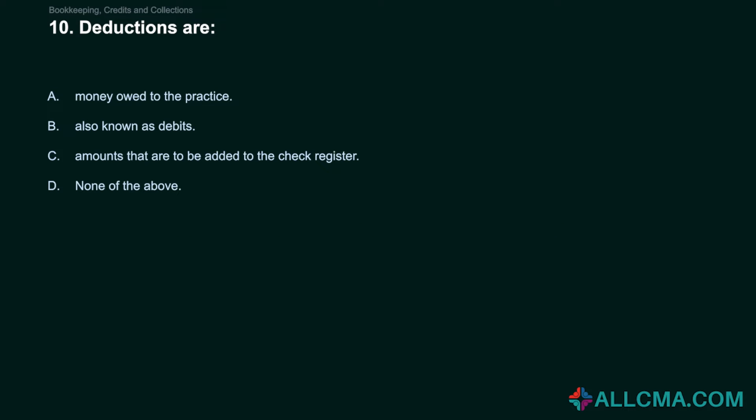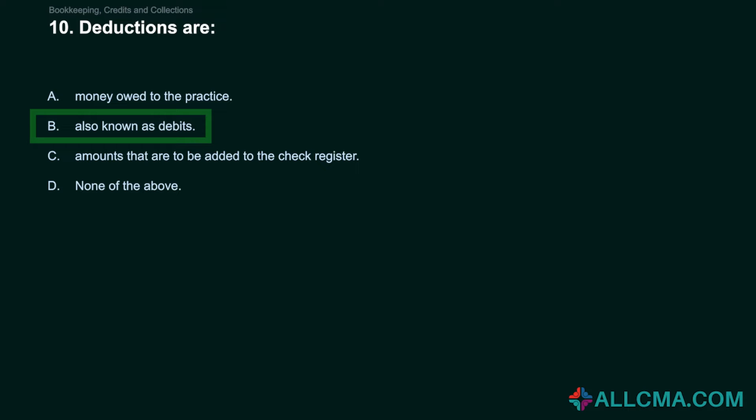10. Deductions are: A. Money owed to the practice. B. Also known as debits. C. Amounts that are to be added to the check register. D. None of the above.